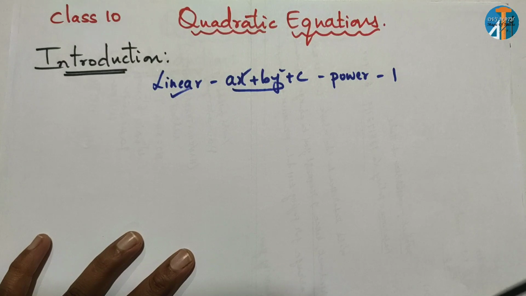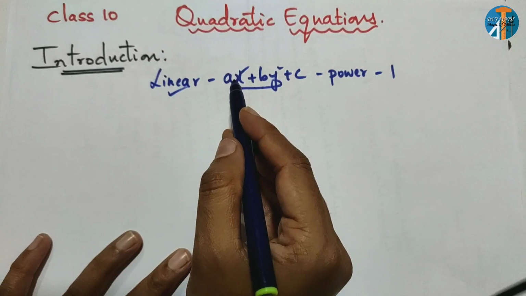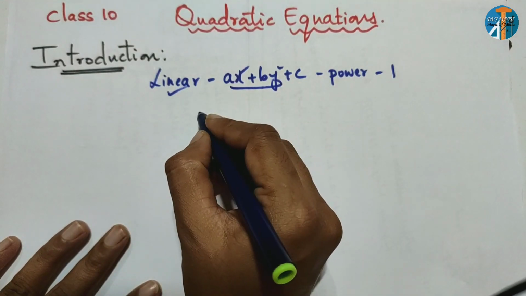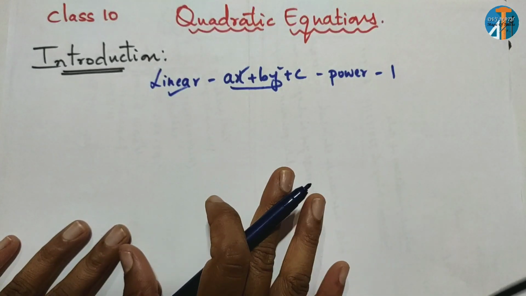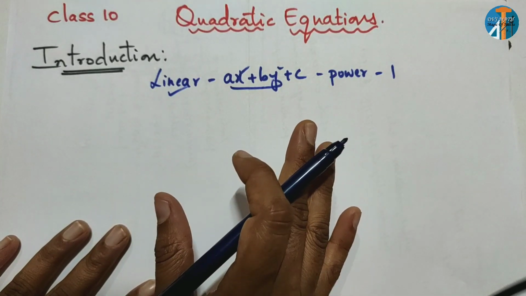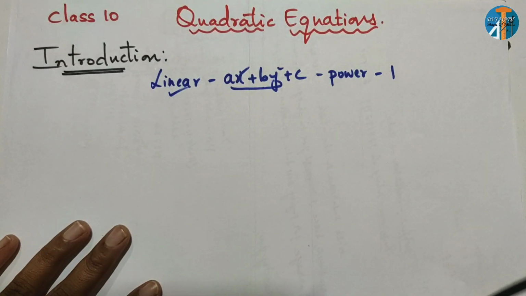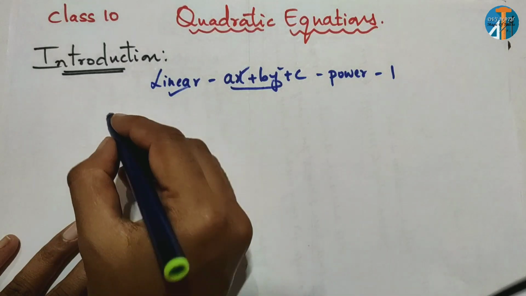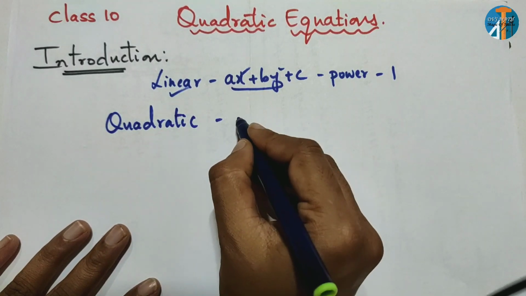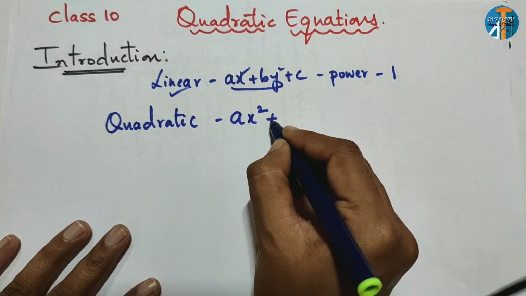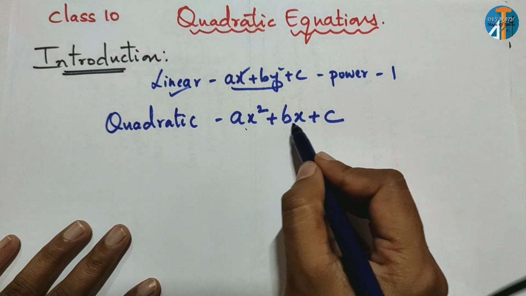So what about quadratic equations? If we consider it like this, observe here, and remember these are linear equations in two variables. But remember, the quadratic equation always consists of a single variable. How do we represent it? If we consider quadratic, we represent it as ax square plus bx plus c. Observe again, ax square plus bx plus c.